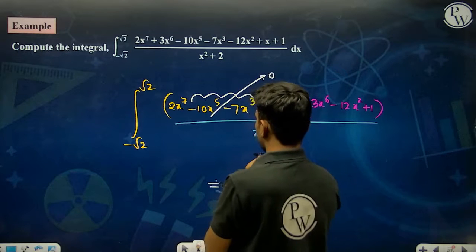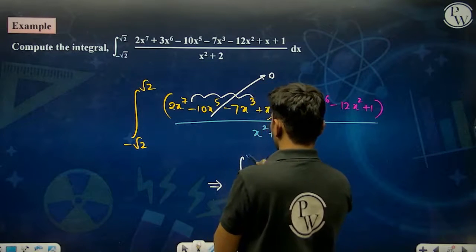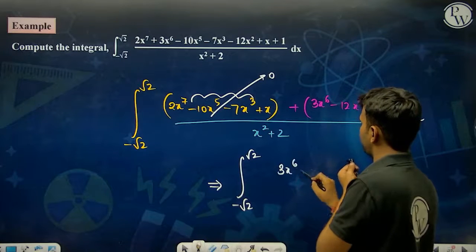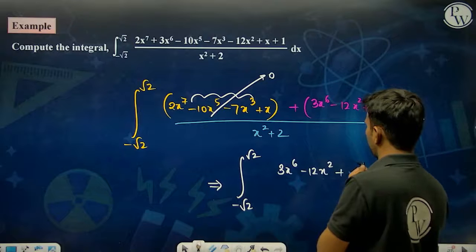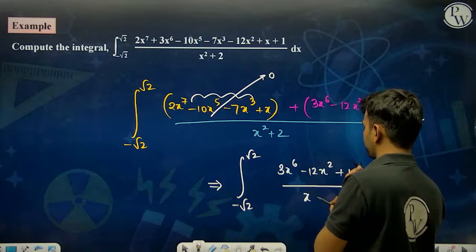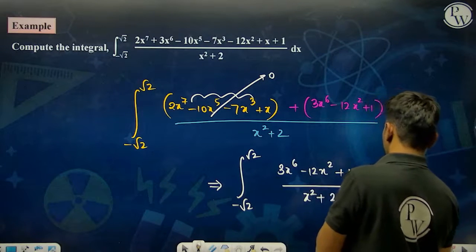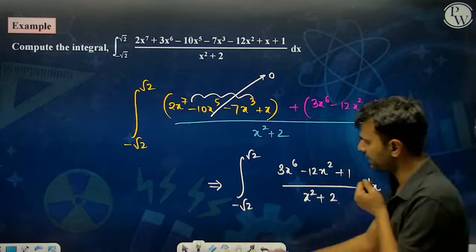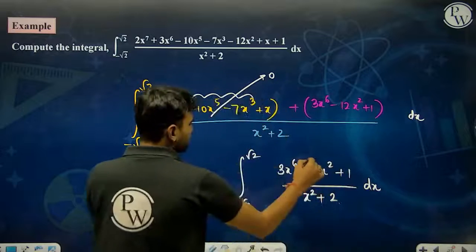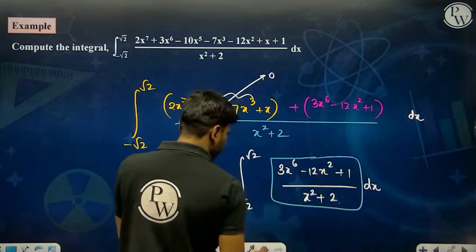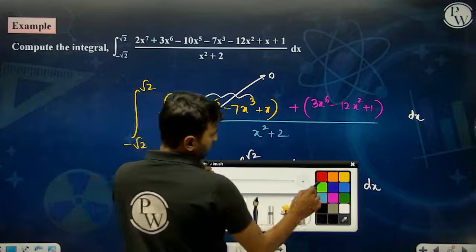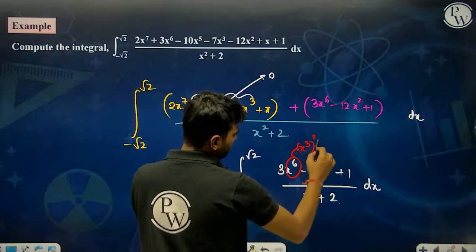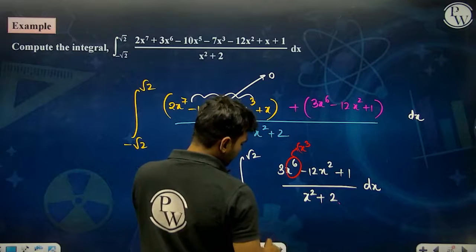So the overall thing is going to be the integral from minus root 2 to root 2 of something like (3x to the power 6 minus 12 x to the power 2 plus 1) by (x square plus 2) dx. Now our agenda is to deal with this. I can see that x square is mentioned every time in the integrand. So this can be written as x to the power 3 whole square, or x to the power 2 whole cube.